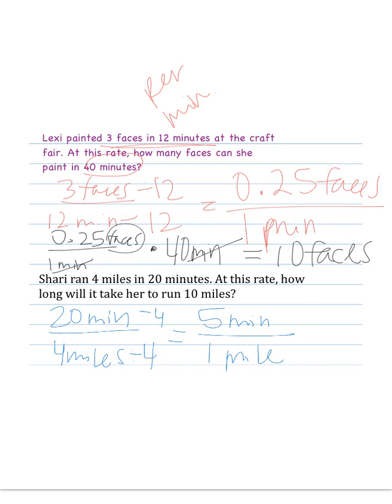Now we want to know how long it would take her to run 10 miles, so we would multiply this by 10 miles. Again, our miles cancel. 5 times 10 is 50. And we have our minutes left, so it would take her 50 minutes to run the 10 miles.